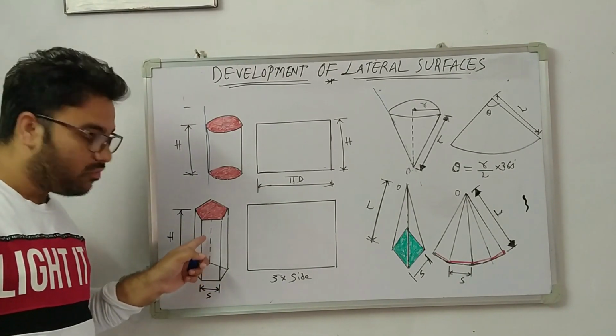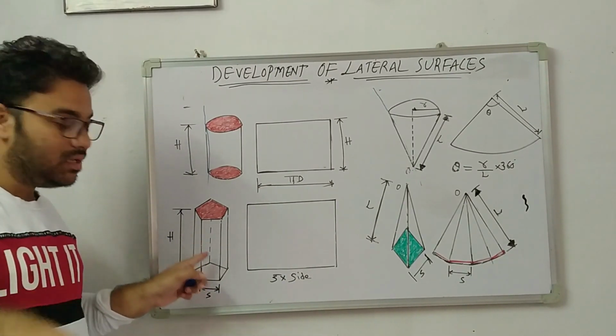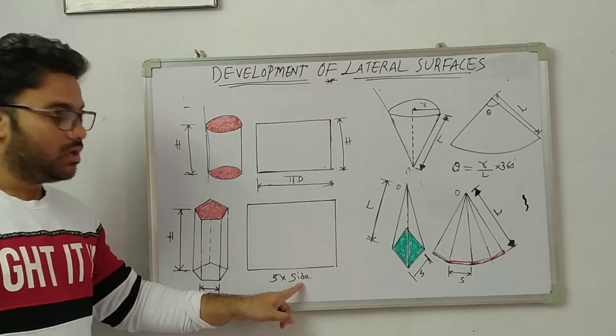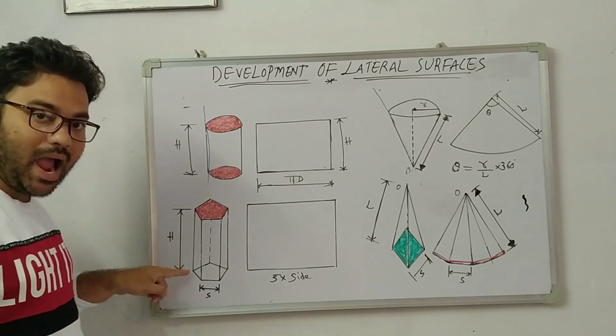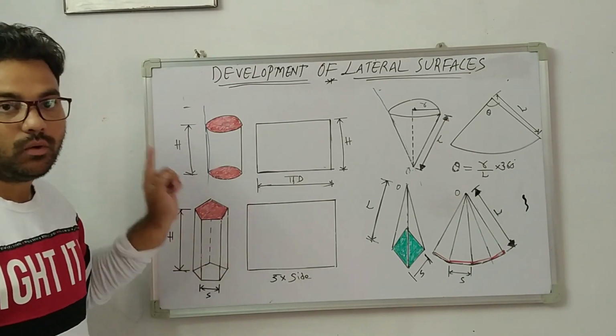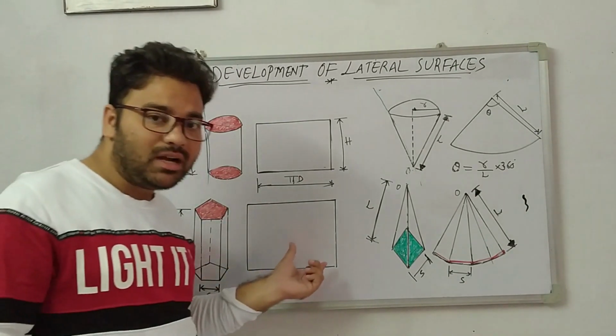For example, if the base of the pentagon is replaced by a hexagon, simply take 6 into the side. Then the height won't be changed. Whatever the height is there, the same longer edge height should be taken here also. Now we completed the prism portion.